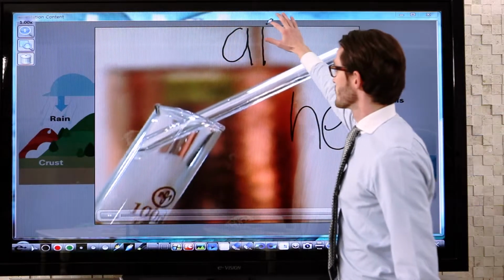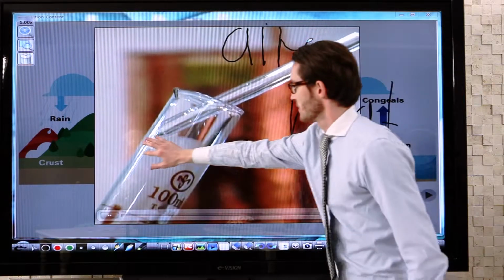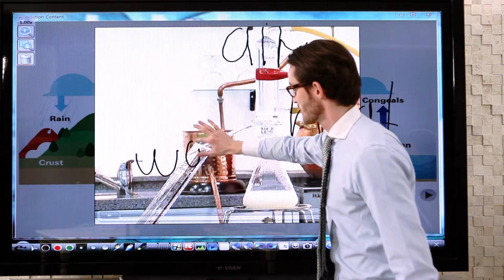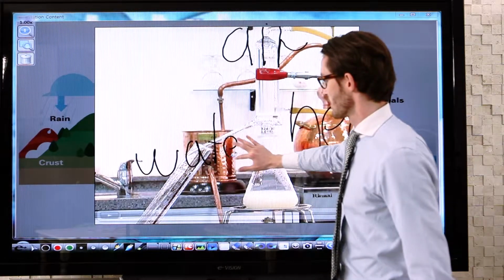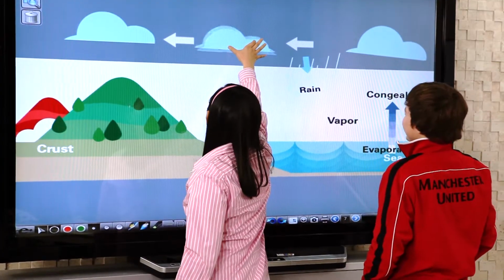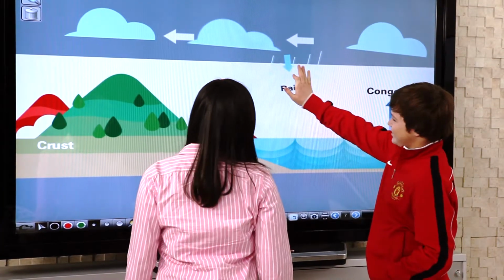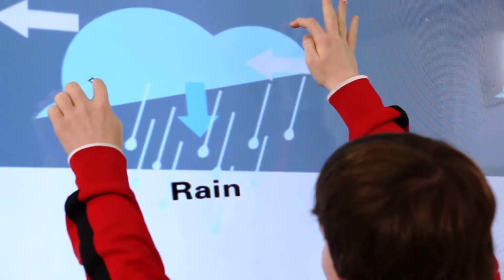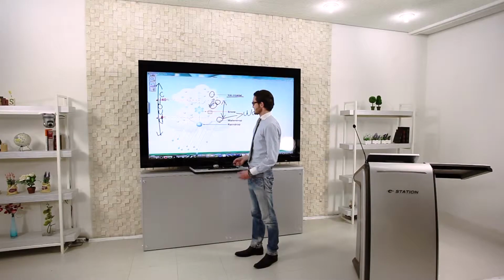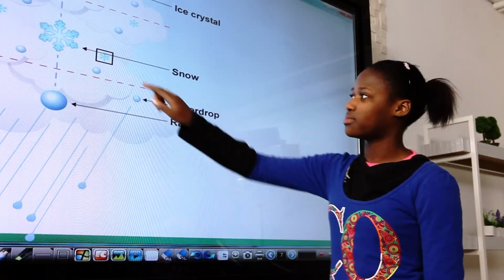Various features of the electronic board lift restrictions on class activities. The electronic board supports multi-touch features, and teachers can utilize various contents to have their students more engaged. Teachers and students can write anywhere on the electronic board, and limitless board space is provided.